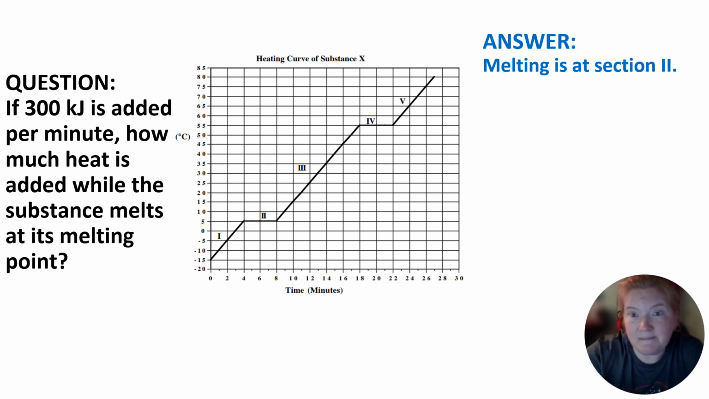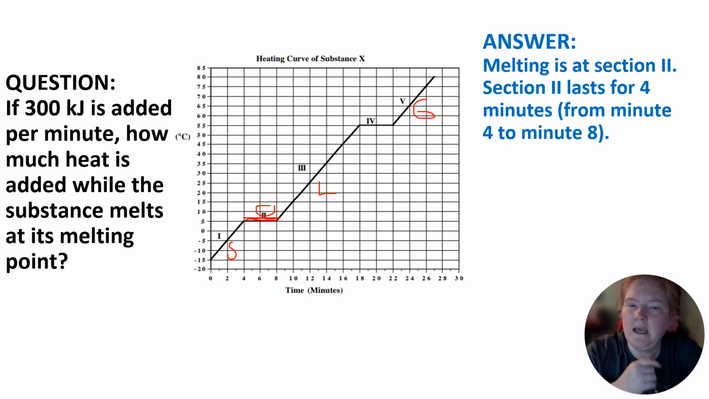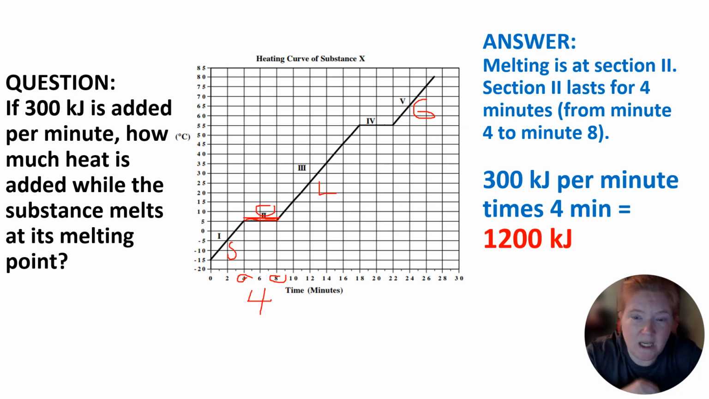Well, first of all, it's melting in section 2. Because this is a solid, this is solid to liquid. Here it's all liquid, liquid to gas, and then here it's all a gas. So during this section right here, it is melting. Now, section 2 lasts for 4 minutes, from minute 4 to minute 8. So that's 4 total minutes. If 300 kilojoules were added every minute and it took 4 minutes, 300 times 4 is 1200 kilojoules.